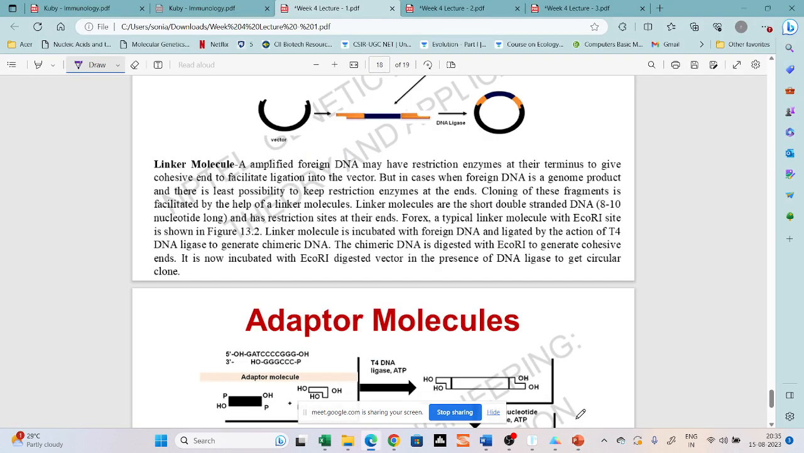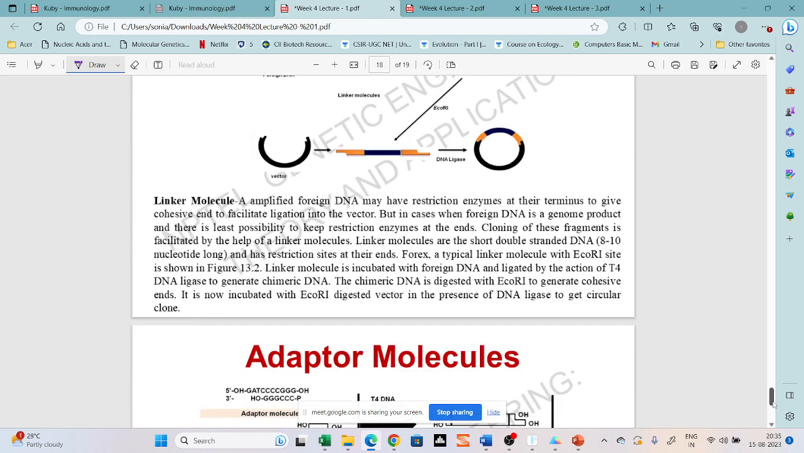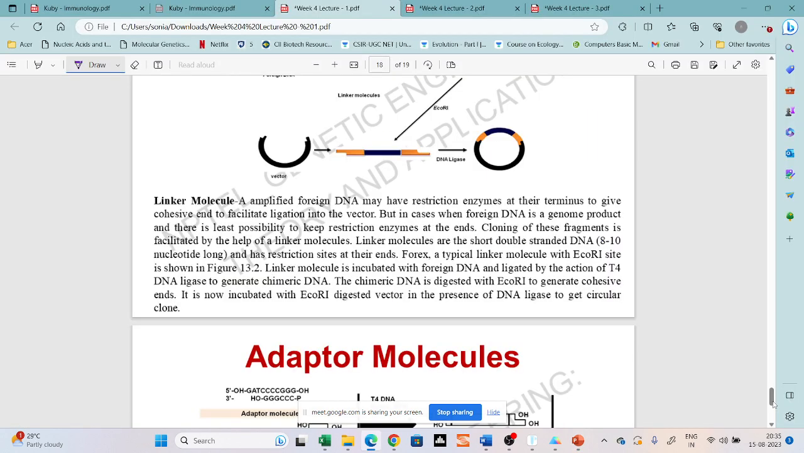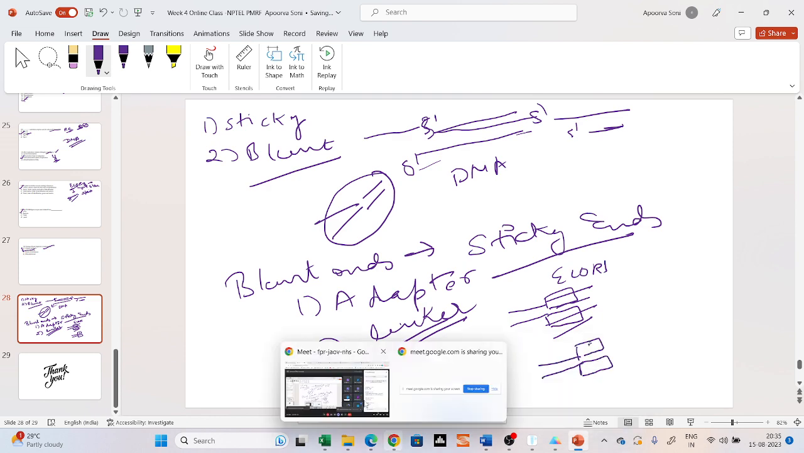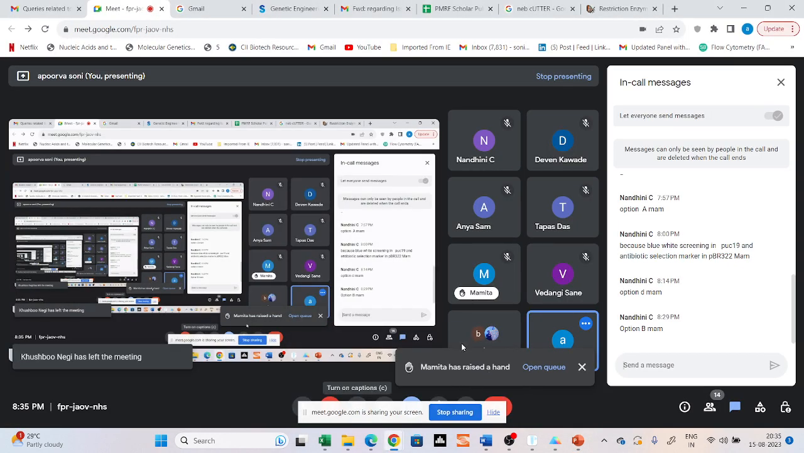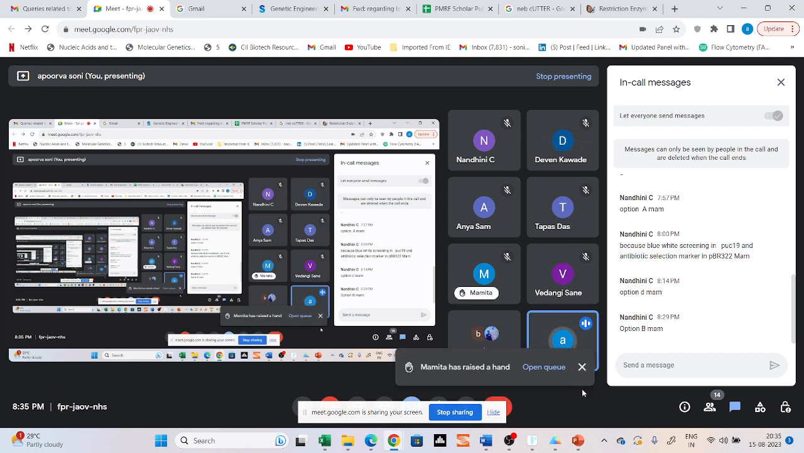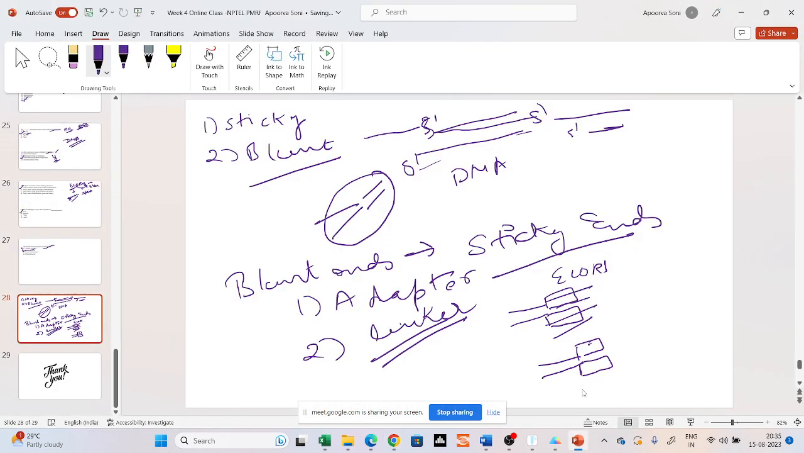Are linker molecules clear to you or not? Tell me. I think there is some question. Mamita, you are raising hand but you're not saying anything. Anyways, what is the problem, Mamita? You are raising hands quite often but you're not telling anything. Tell me. Is it clear or not?